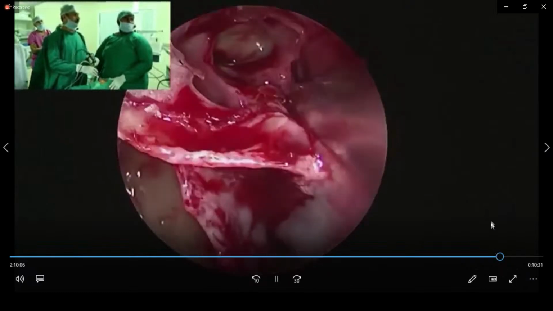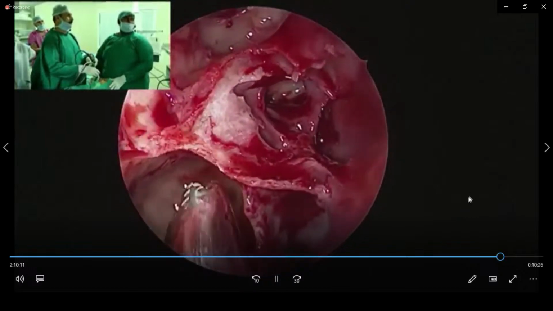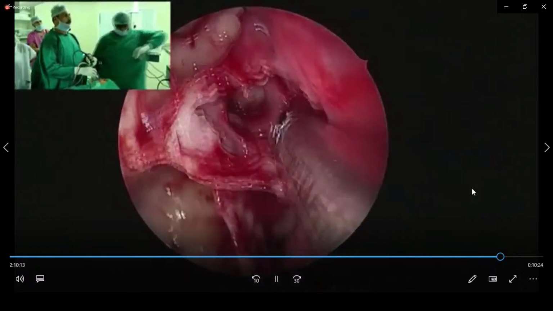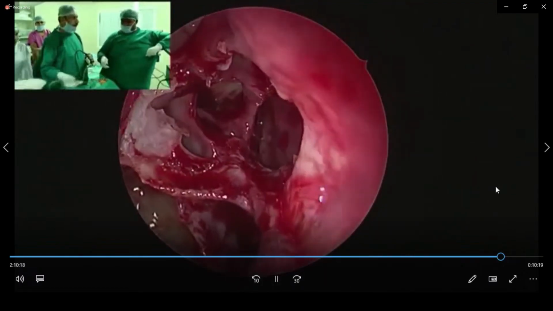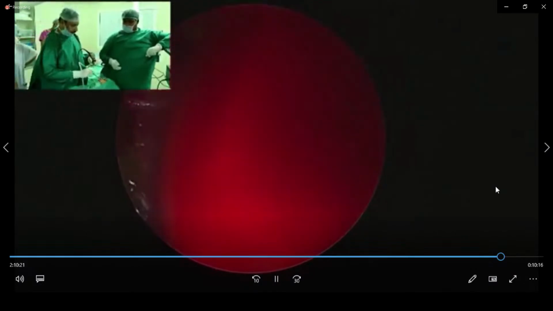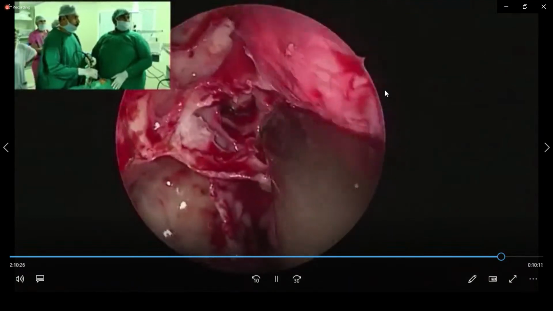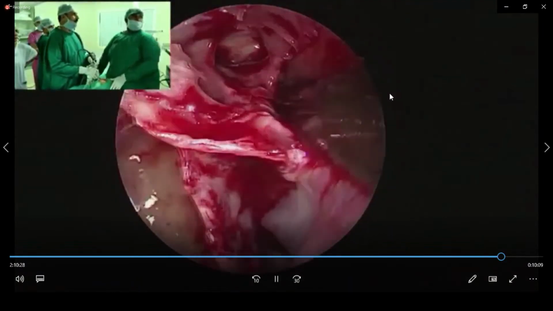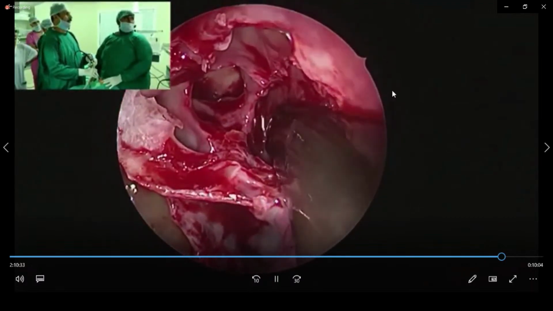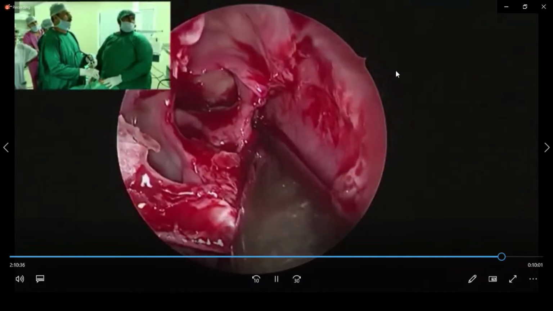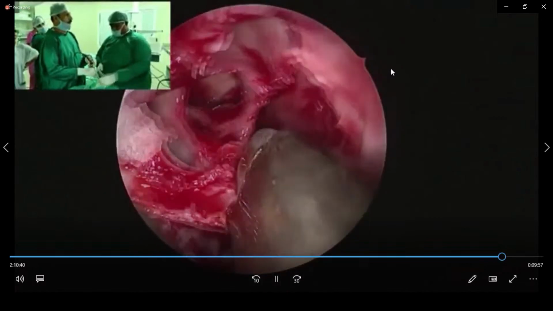More and more removing the superior turbinate, the inferior most part, and you will see the glimpse of the sphenoid sinus. That is the maxillary line. Never go above this line. You may enter into the roof of the sphenoid sinus because the roof is close to the sphenoid ostium. So never go above the maxillary line, staying on the safer side. And going along the septum will take you right into the sphenoid sinus.